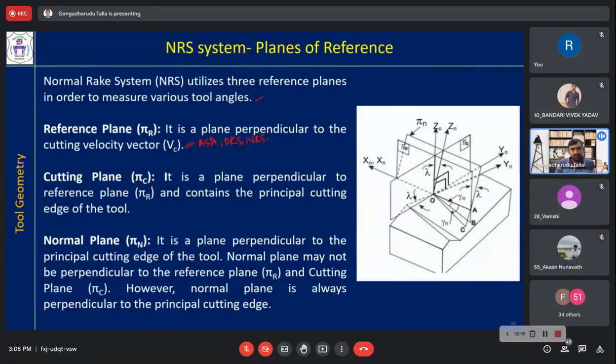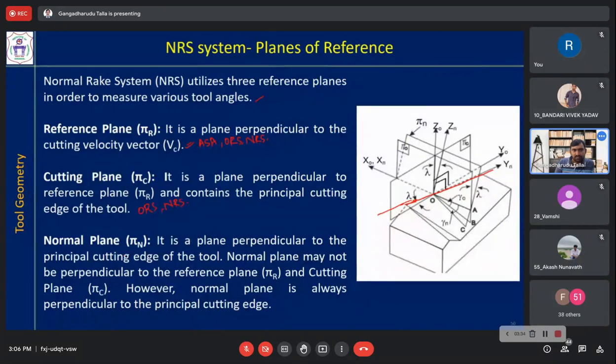Now next is cutting plane pi c. Cutting plane pi c is a plane perpendicular to reference plane pi r and contains the principal cutting edge of the tool. So this is same for ORS, NRS. In ASA there is no cutting plane. So ideally cutting plane should be shown along this edge. That is pi c.